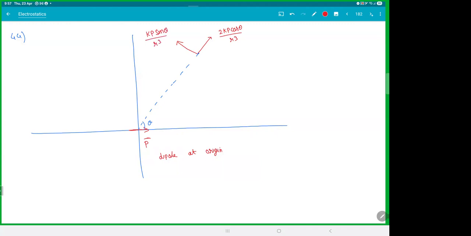And now you're telling me the resultant of these two vectors is in the vertical direction, meaning indirectly you're telling me the horizontal components are canceling. So if that is theta, and this is 90 minus theta. Since E bar is along the y-axis, that means the horizontal components cancel out.